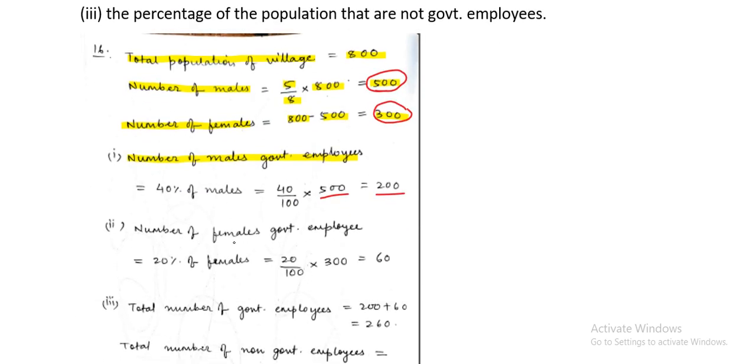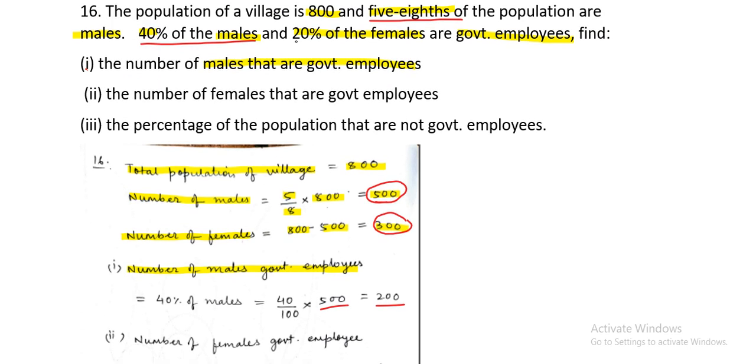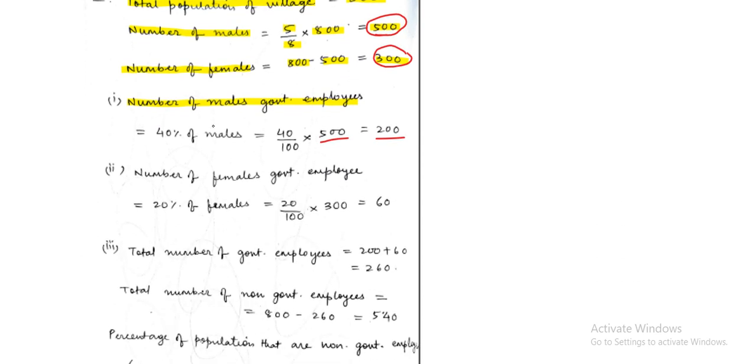Similarly, we can find the number of females. In part 2, they are asking us to find the number of female government employees. In the question it is given that 20% of the females are government employees. So what we will write? The number of female government employees is 20% of the females. So 20 by 100 into number of females, 300. So into 300 we will get 60.